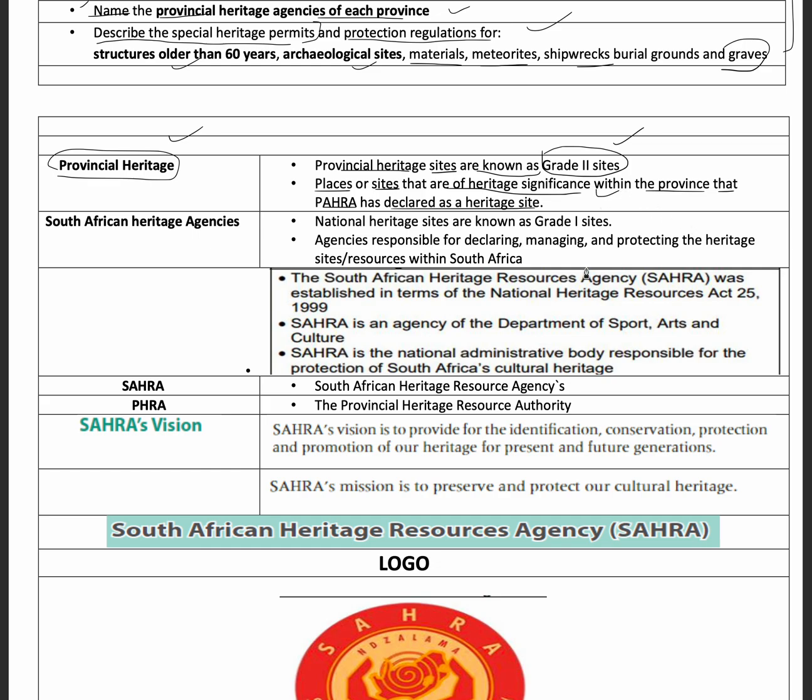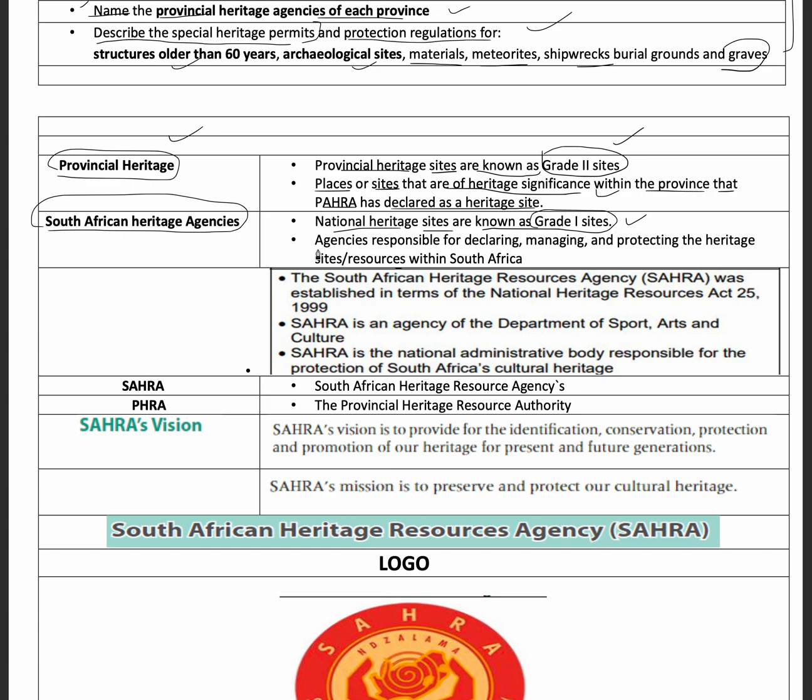That's provincial heritage. Then we have the second one, South African Heritage Agencies. What is the South African Heritage Agency? It is national, country-wide. These are national sites known as Grade 1. Make sure that you differentiate Grade 2 and Grade 1. So these ones are known as Grade 1.